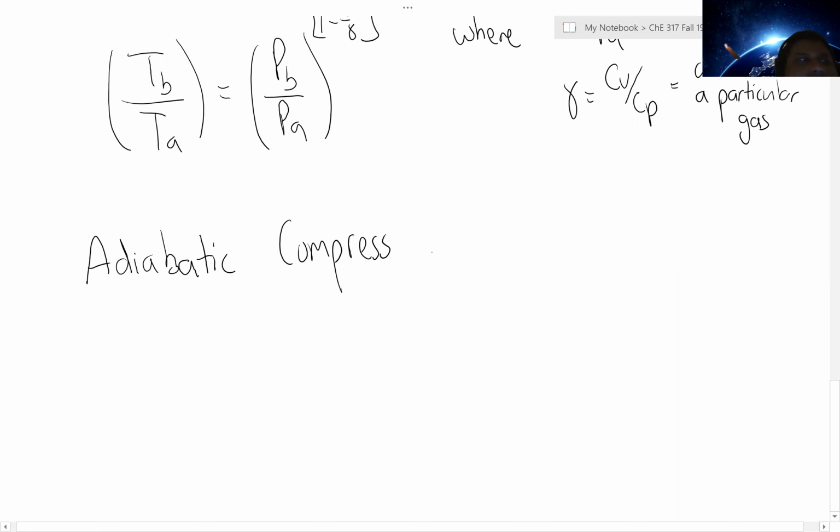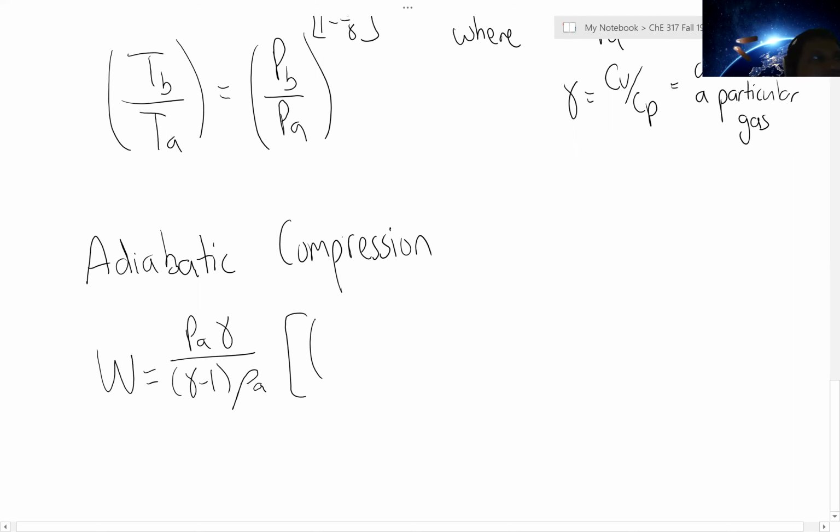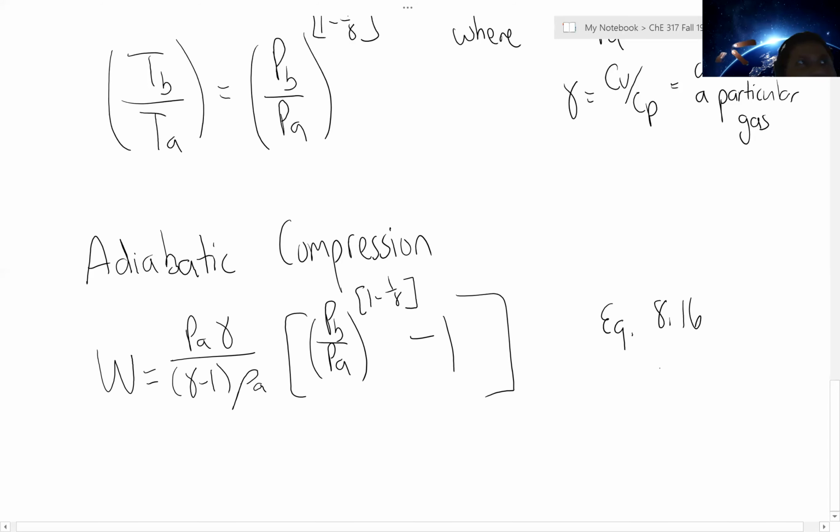and isothermal compression. So for adiabatic compression, we can calculate the work associated with that compression, if I can find the right equation, as this equation here, where I can see work is equal to our initial pressure times our gamma constant divided by gamma minus 1 times our initial density times the quantity of our pressure ratio to the power 1 minus 1 over gamma, minus 1. This is equation 8.16 on page 220.